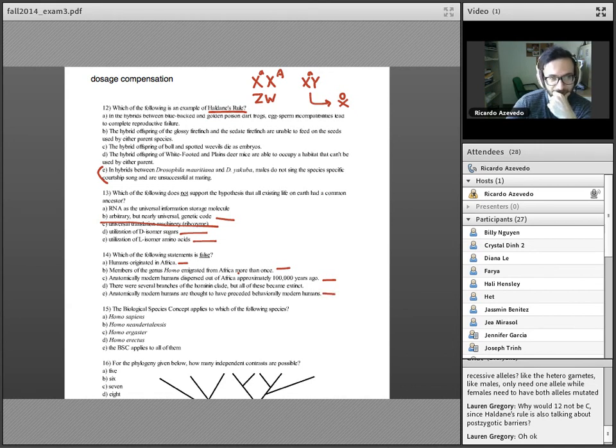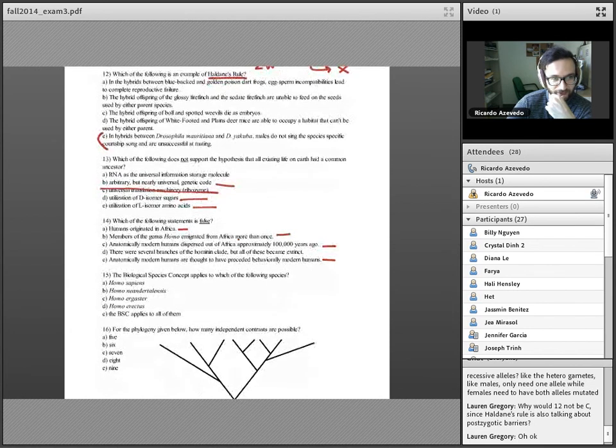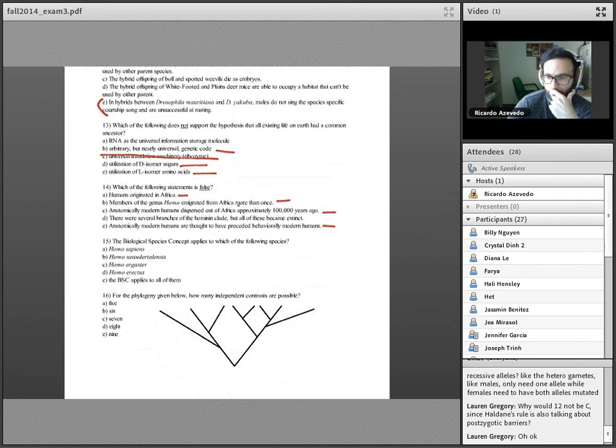Universal translation machinery, ribosome, that's not correct. Ribosomes are not universal translation machinery. So C is not relevant.